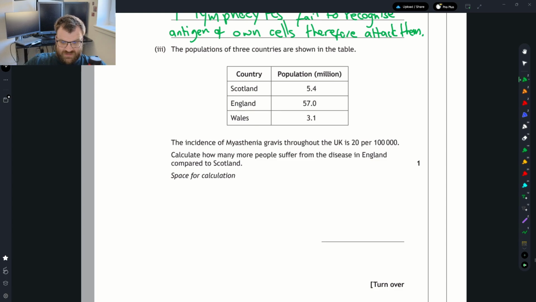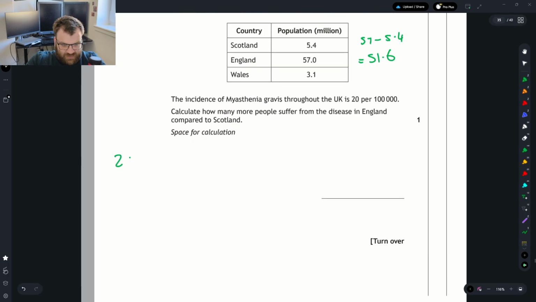Next question. We are asked to compare the incidence of this condition. There's 20 per 100,000. And we have to work out how many more people suffer in England compared to Scotland for that. Now, to make my life easier, I'd probably look at the difference between the two populations first of all. That will be 51.6.